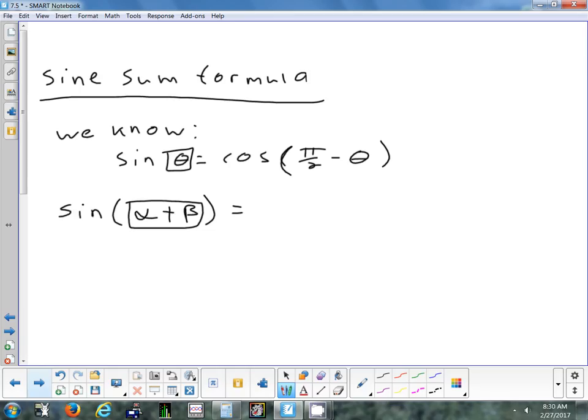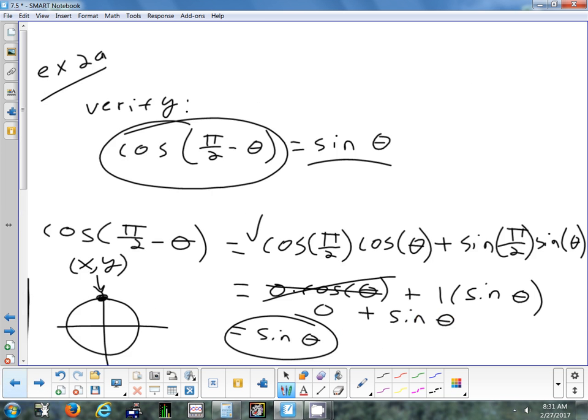All right, so let's see if we can figure out the sine formula. Sine of a sum. Now, this idea right here, we just proved this. This was one of the proofs you did. I think it was example 2a. Sine of theta equals cosine of pi over 2 minus theta. Let me go back for 1 second. Sine of theta equals cosine of, okay, we just did that.